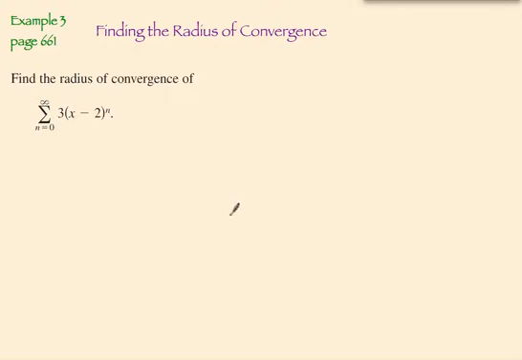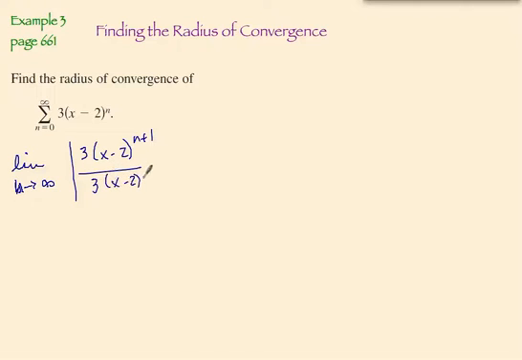This is kind of fun because we know exactly what to do. We're going to take the limit as n approaches infinity of the absolute value of the a sub n plus 1 term, which is 3x minus 2 to the n plus 1. Remember, it's only the n plus 1 that increases, not the x. And then over the original term, which is 3x minus 2 to the n.